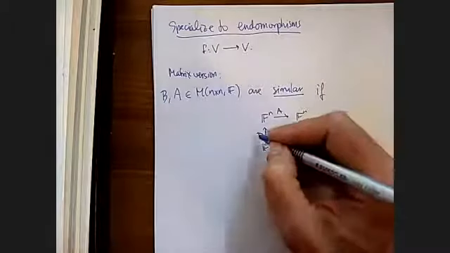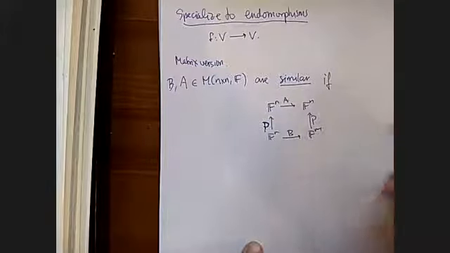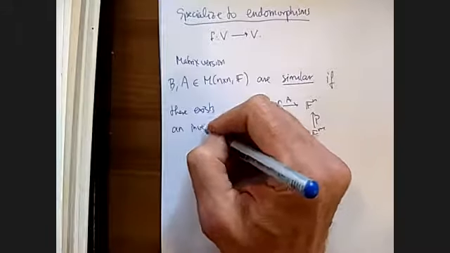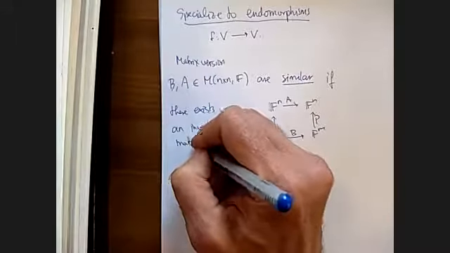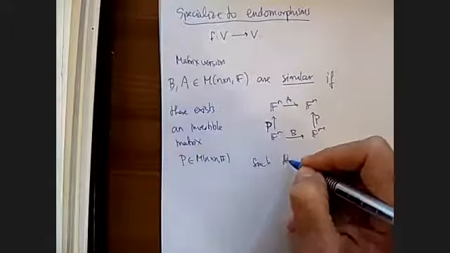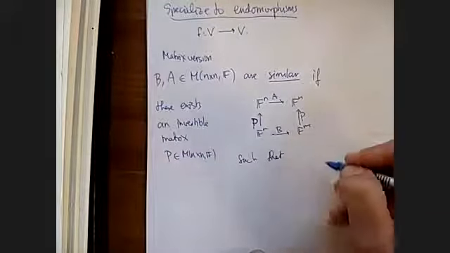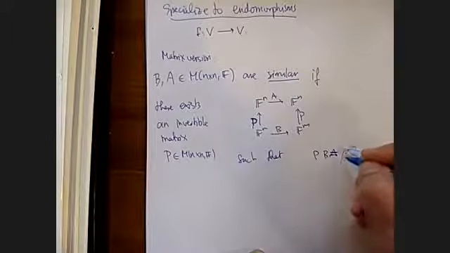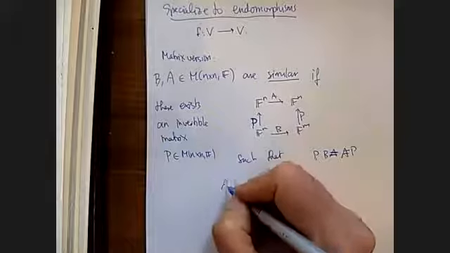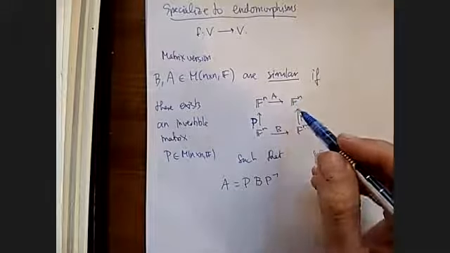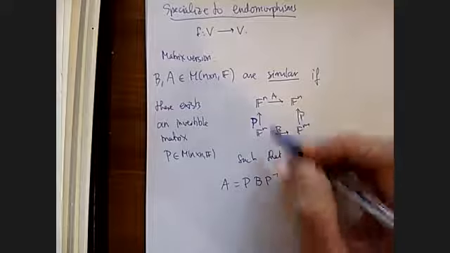Well, let me write P now. If there exists a diagram like this, so if there exists an invertible matrix P, also n by n matrix, such that first B and then P is the same as first P and then A. So A is equal to P, B, P inverse. Yeah, first P inverse, B, and then P.